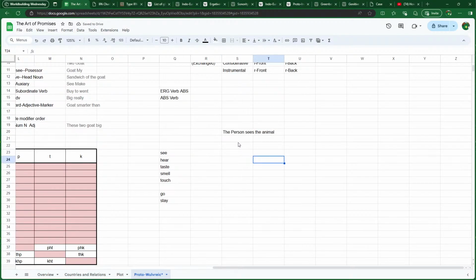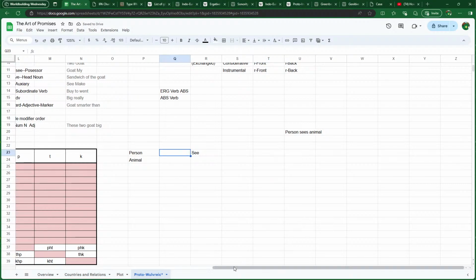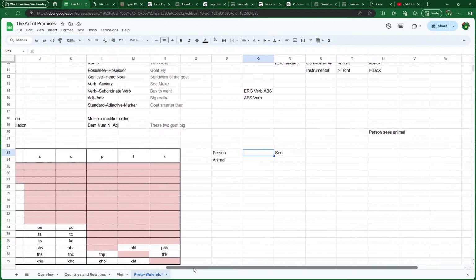Right? So, we need a word for person, sees, and animal. We're just gonna make this simple. So we need a word for person, a word for see, and a word for animal. I'm gonna separate these into nouns and verbs. So our word for person, I want it to be related to this, wolf.